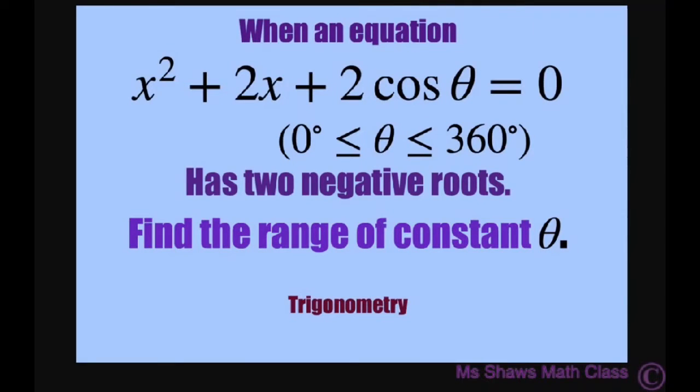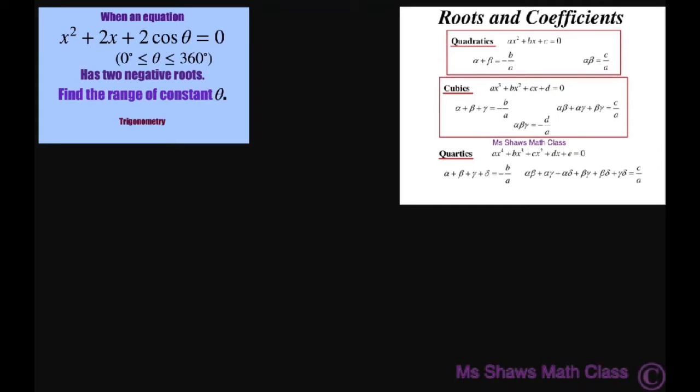Everyone, when the equation x squared plus 2x plus 2 times cosine of theta equals 0 has two negative roots, we're going to find the range of the constant theta. Now, it has two negative real roots, so let's let alpha and beta be the roots. That means my alpha is negative and my beta is also negative.